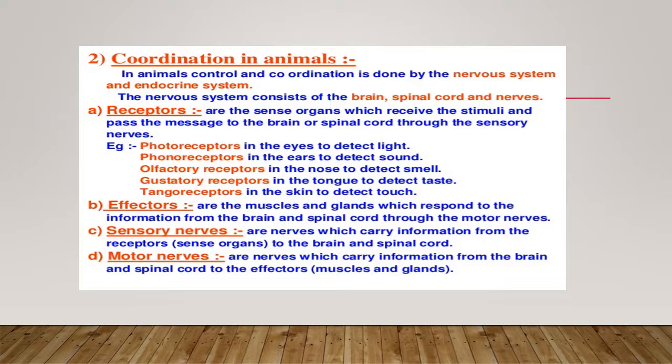What are motor nerves? Motor nerves are the nerves which carry information from the brain and the spinal cord to these effectors that we have studied. And sensory nerves are the nerves which carry information from the receptors to the brain and the spinal cord. So this is a cycle, and the brain is in between, passing on the information.